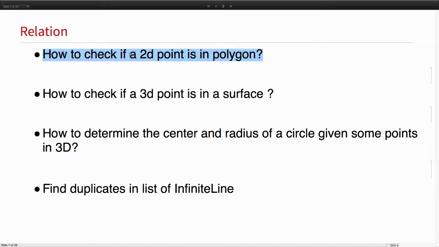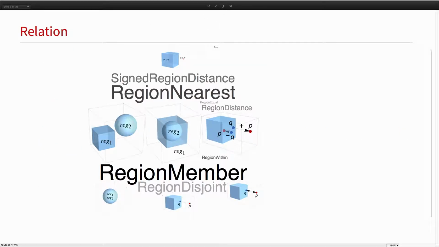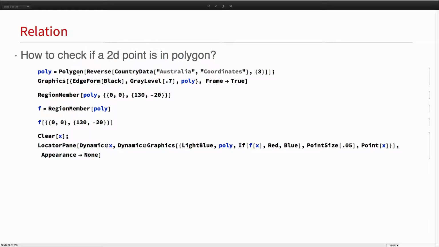Back then, you have to consider, for example, winding numbers, and make a series of linear equations and check if it's inside, down, or up. It's not easy. So for versions 10 and 11, we started to introduce some relation functions between regions. Like RegionNearest, RegionMember, which is the main function, RegionDisjoint, and RegionWithinDistance. And I will show you how we're going to use these functions to solve that simple problem.